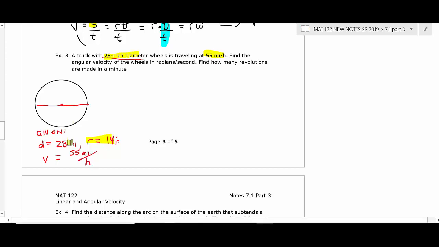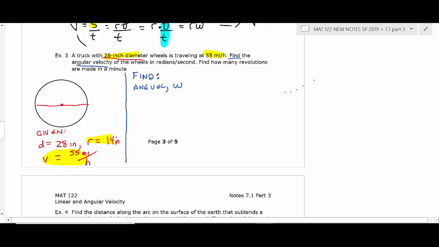You should always, when you do these problems, write down what you're given. That's a real key when you're doing physics or word problems in general. You have to read the problem and understand what you're given. Now, what are we trying to find? We're going to find the angular velocity, and what letter represents that? Omega does.